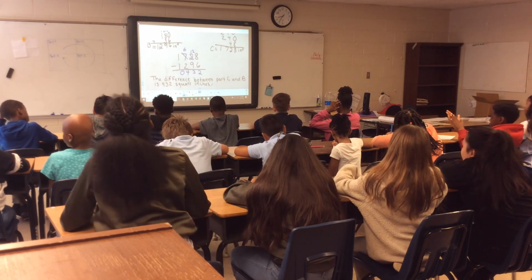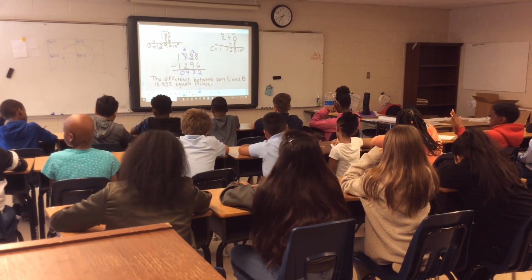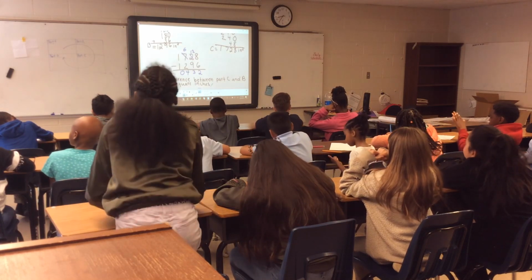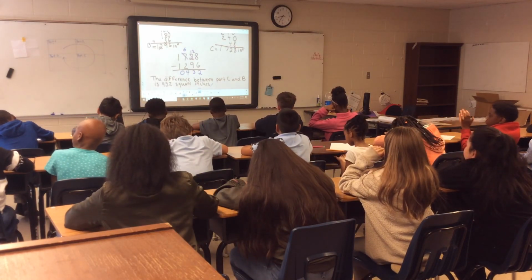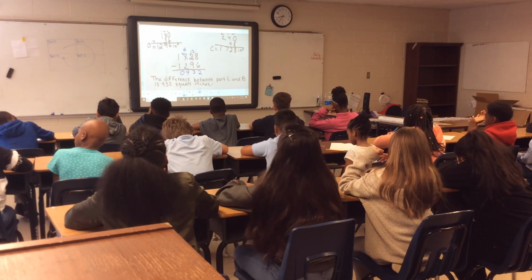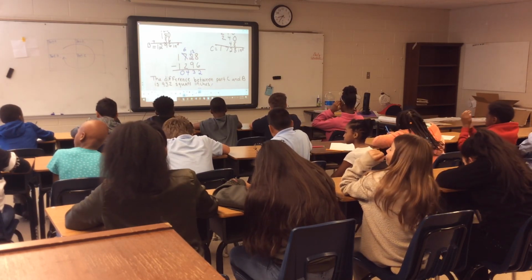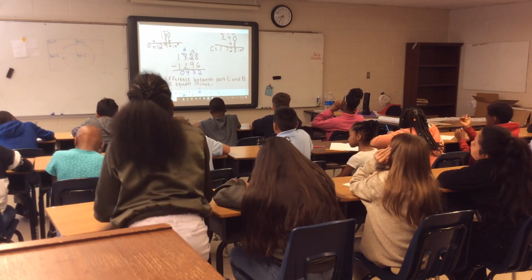So this type of problem, in this part alone, was 3 different steps. We had to figure out the area of piece B. Then the second step was to figure out the area of piece C. And then once we did that, we had to do some subtraction and then give it an answer statement.